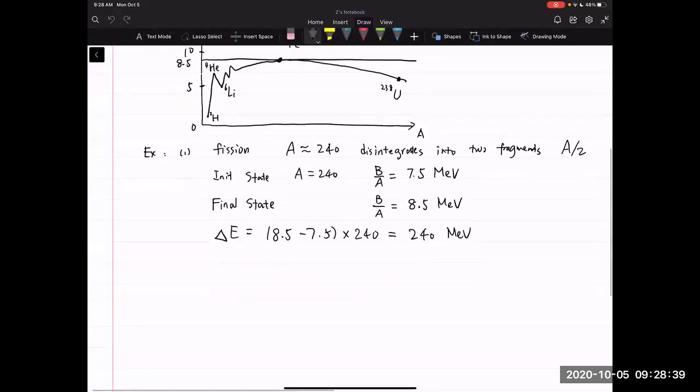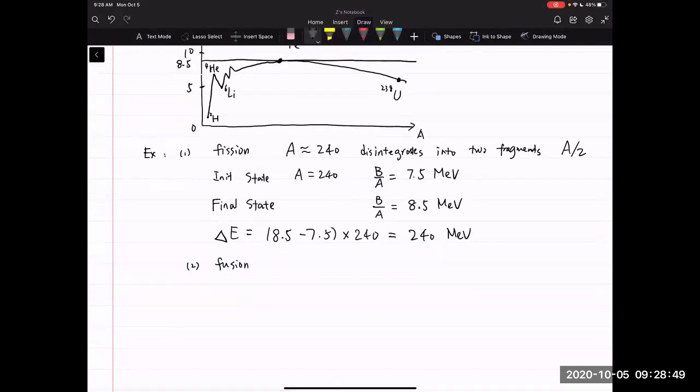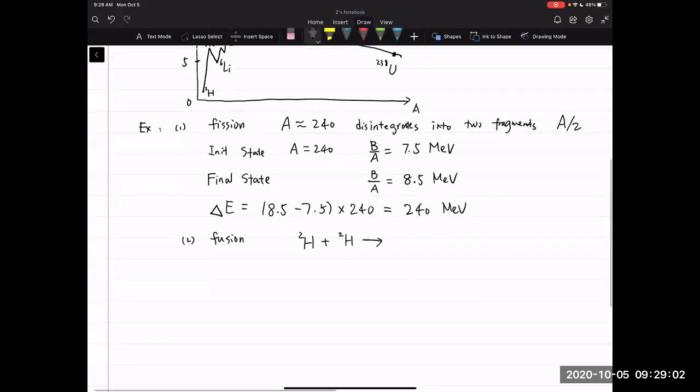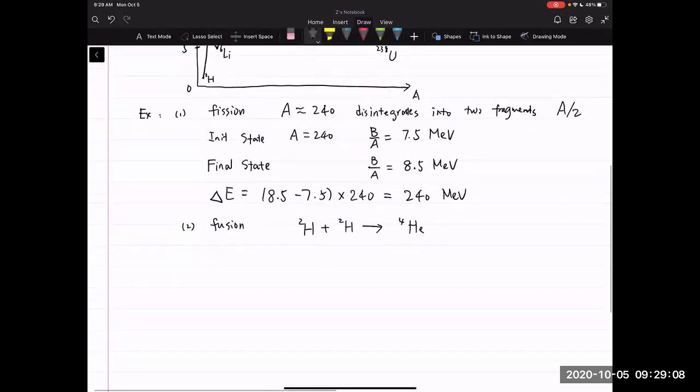So how about fusion? In fact, we can also use this to estimate the amount of energy released in the fusion process. Let's consider this DD fusion, hydrogen 2, deuterium, fused into helium 4. How do we compute the amount of energy that gets released here? So look at this curve above. We need to know the binding energy of a deuteron. This is the initial state.